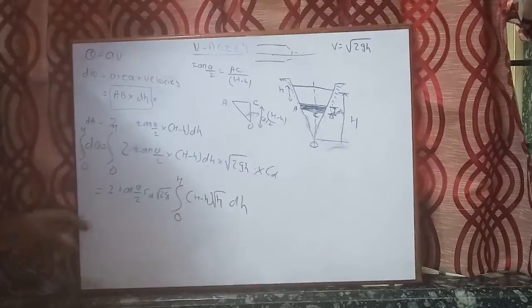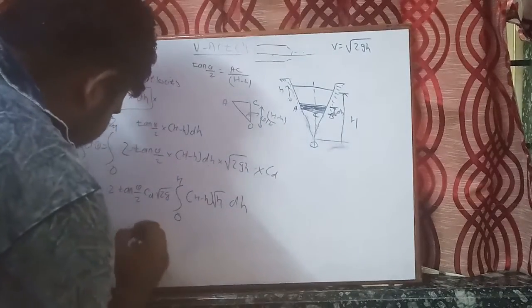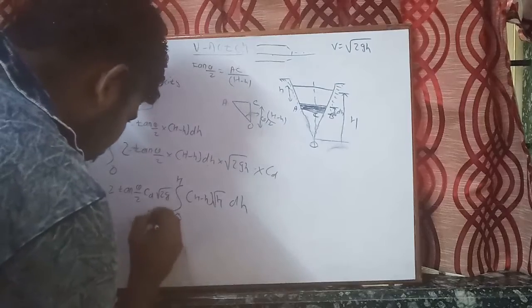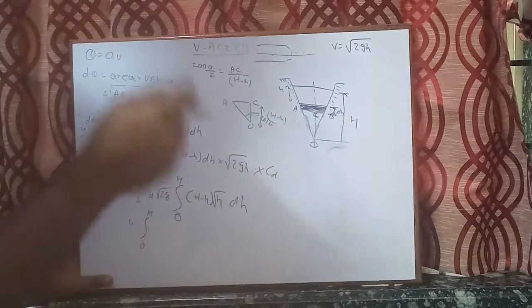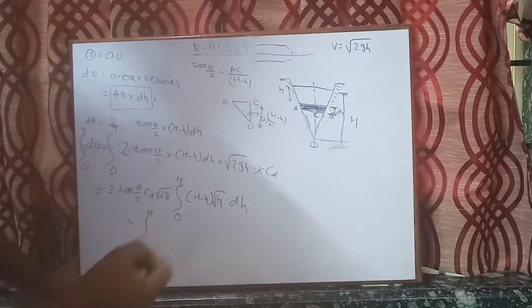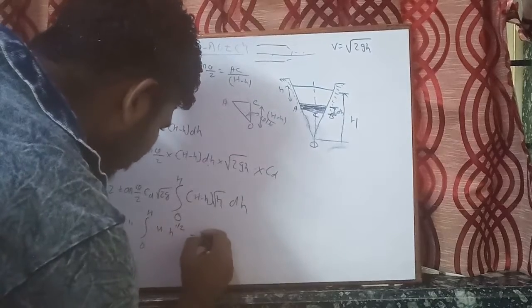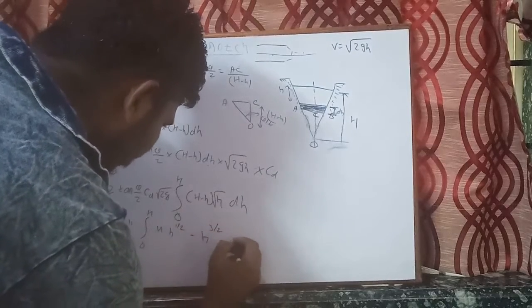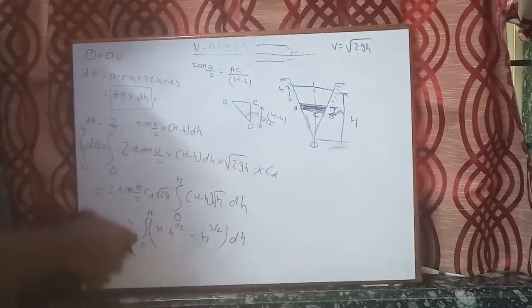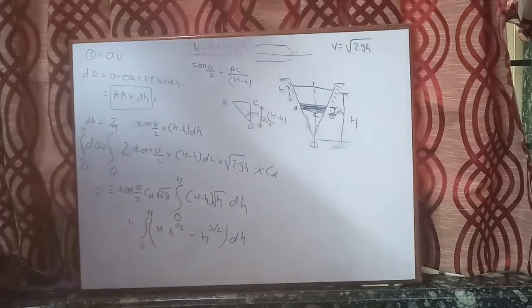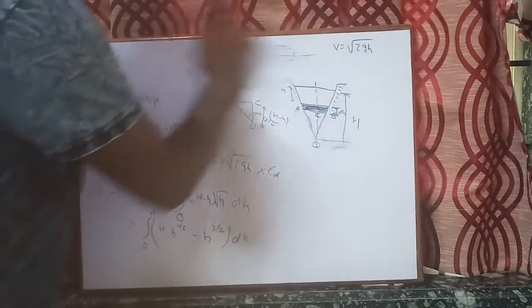So let's try to integrate this. So now root of h. Okay, root of h is what? h raised to half. So it will be h times h to half minus h to 3 by 2 dh. Now it's easy to integrate, right? So I'll just erase this part. This is there in the notes, just see the notes.